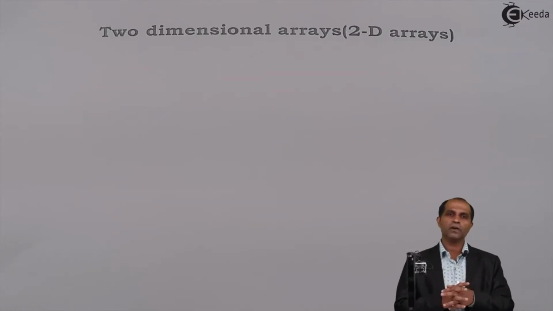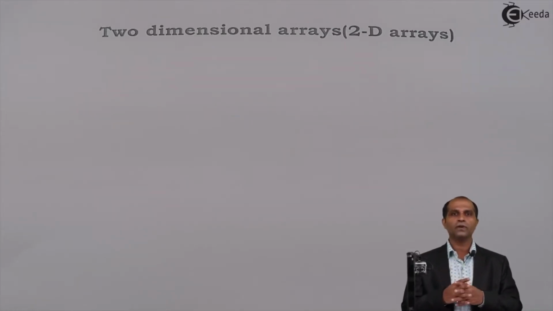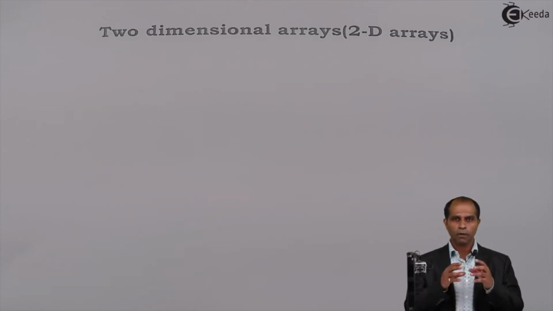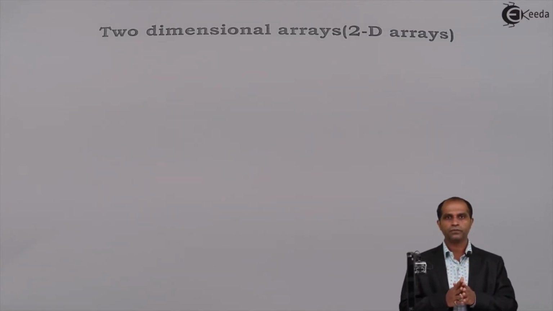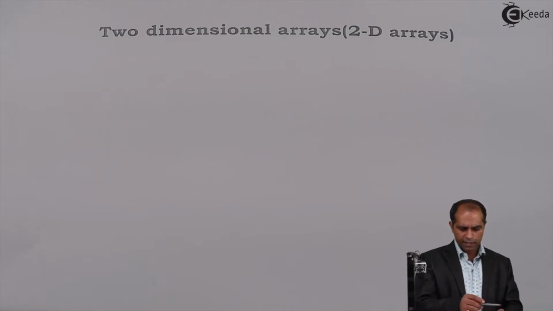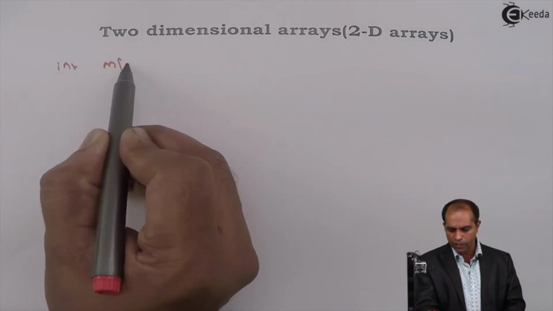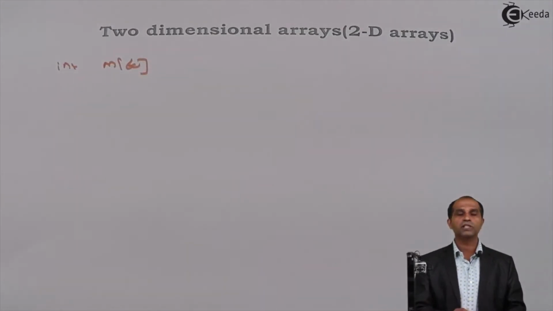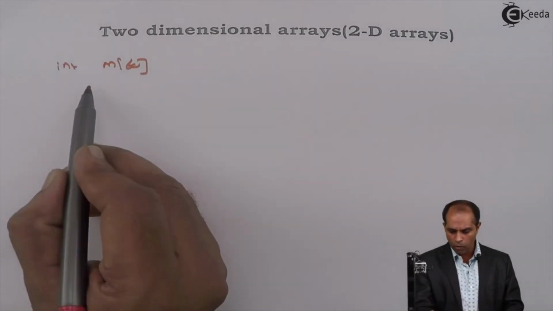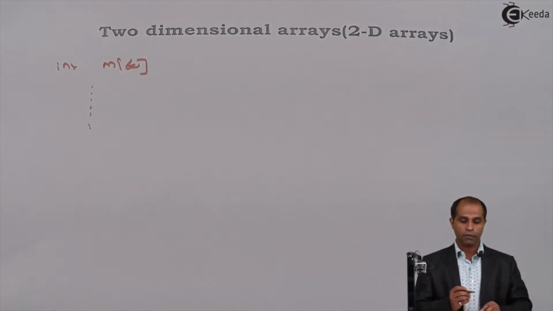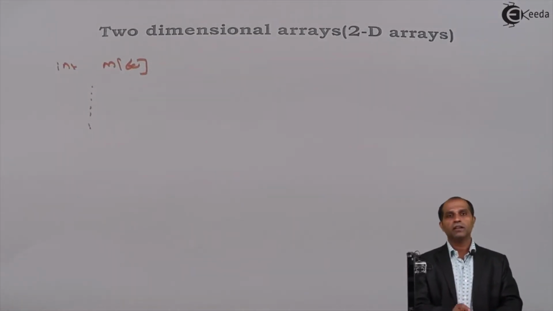Suppose I take up an example of counting or finding the largest of 60 marks, then probably I'll stick to a one-dimensional array. In that case, I'll declare a one-dimensional array as int m of say 60, where I'm going to store 60 marks, and then apply some logical instructions which we have studied in the previous videos to get the largest among these 60 students.